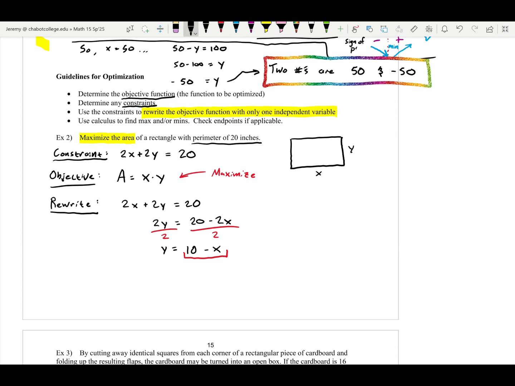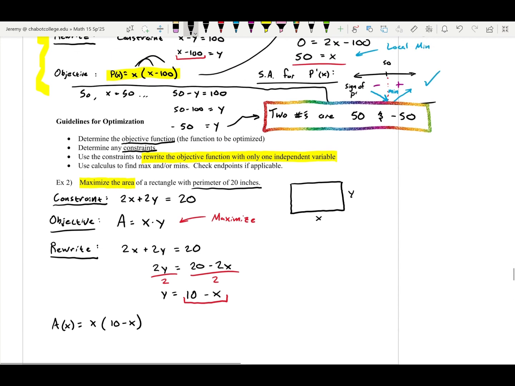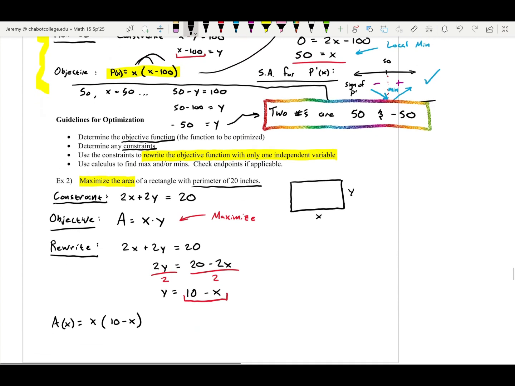Now I'm going to substitute into my objective. So the objective now is going to be A of x, because I'm only in terms of the variable x, and it'll be x times (10 minus x). Okay, really doesn't look too different from the last problem.